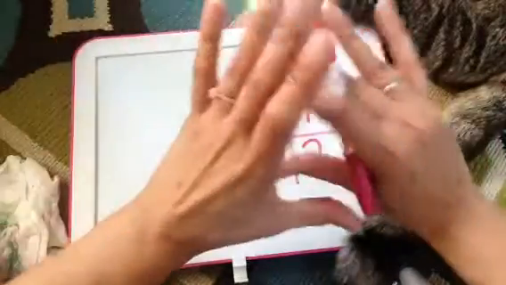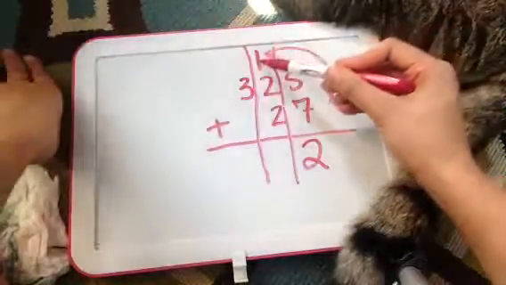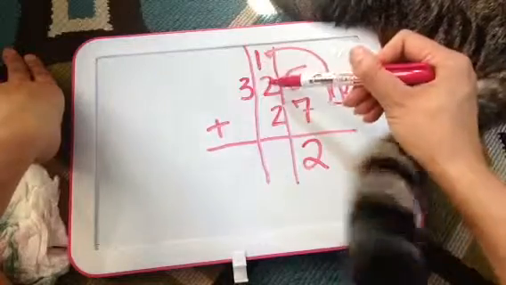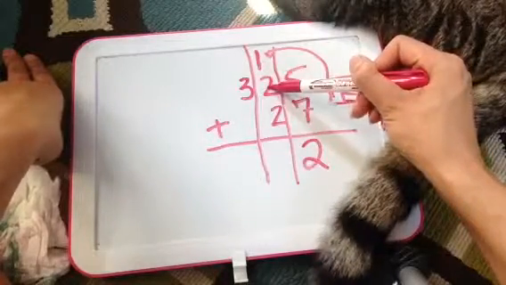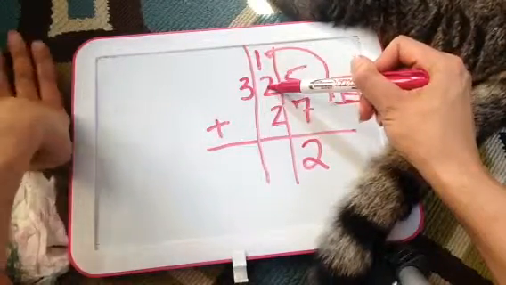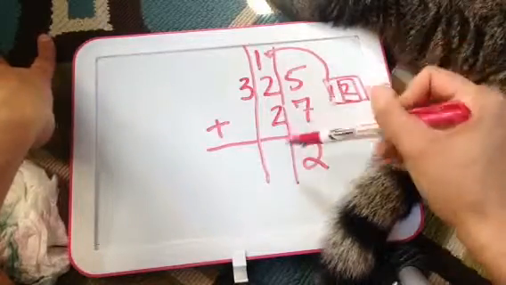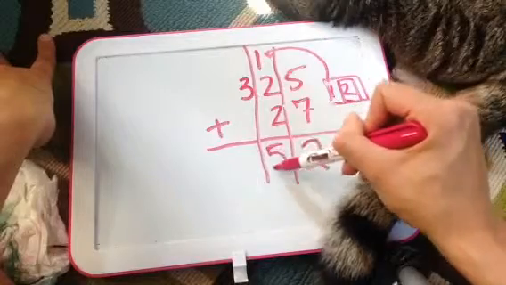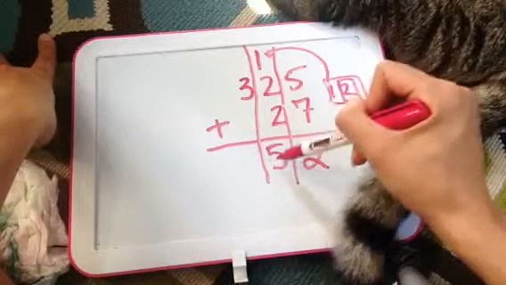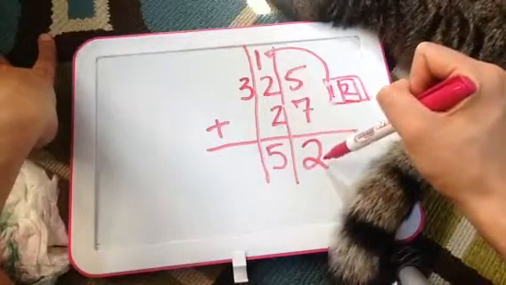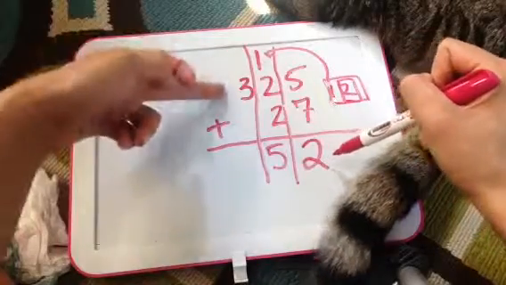Let's make these place values very separate. 1 ten plus 2 tens is 3 tens. 3 tens plus 2 tens is 5 tens. So far we have 5 tens and 2 ones. But we still have this 3 hanging out here.